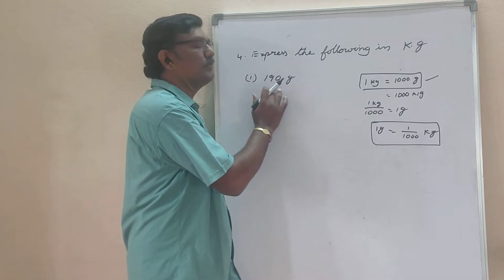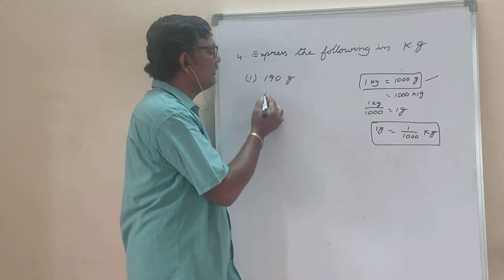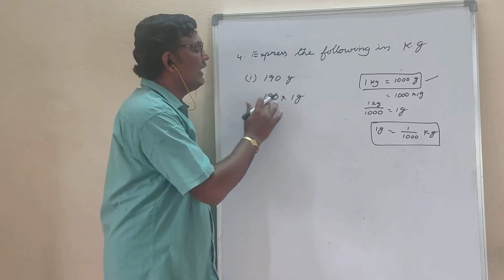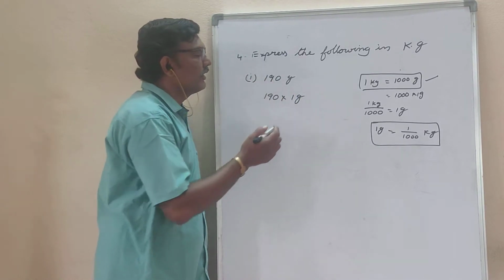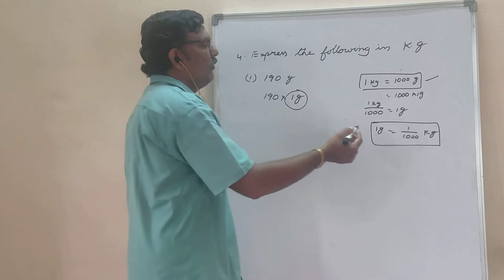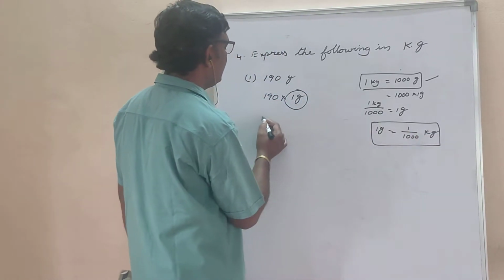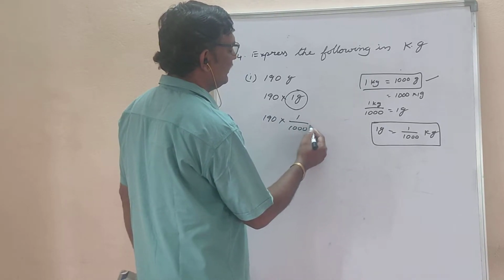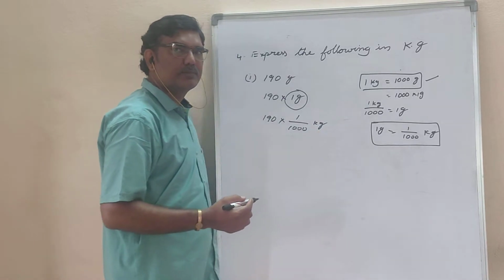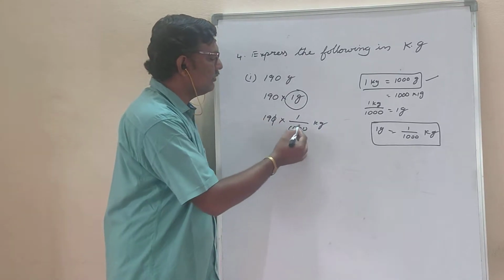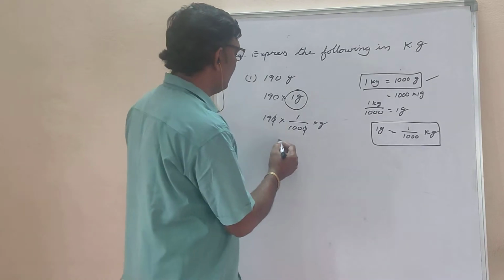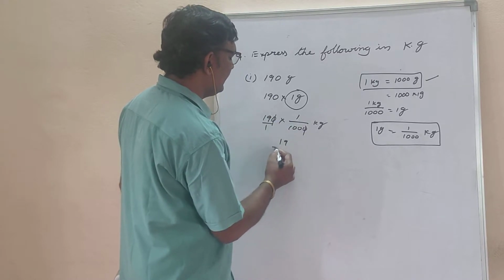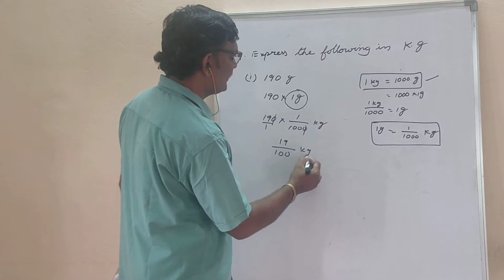So here 190 grams are there. How can you write it? 190 into 1 gram. 190 ones are 190 only. In place of this 1 gram, I am writing 1 by 1000 kilograms, so 190 into 1 by 1000 kilograms. Now the 0 will be cancelled. So it becomes 19 by 100 kilograms.